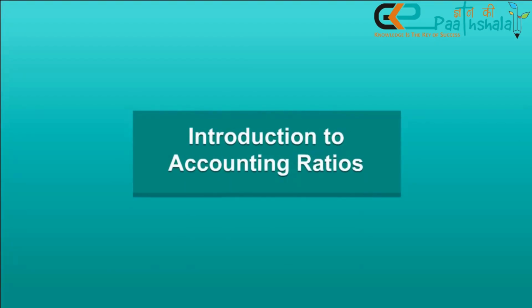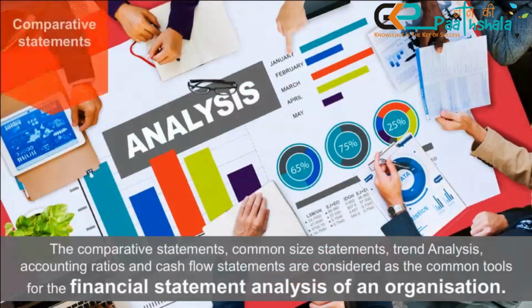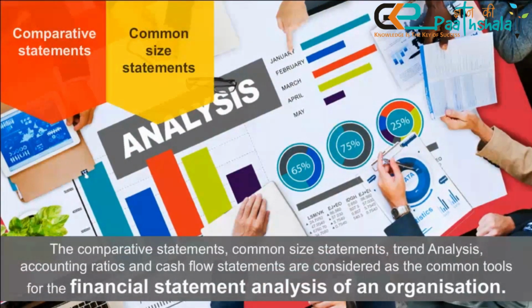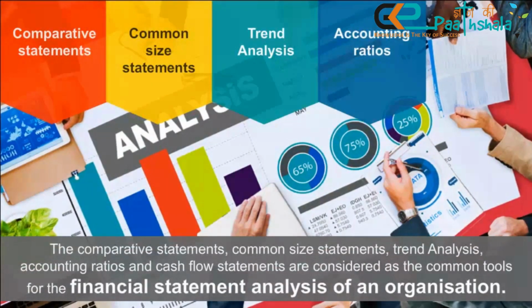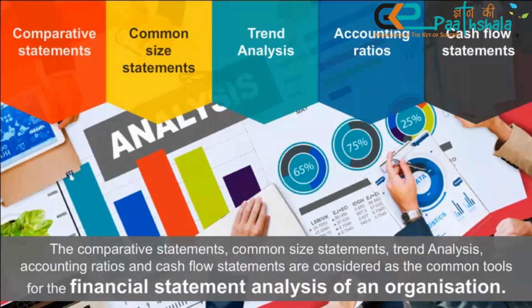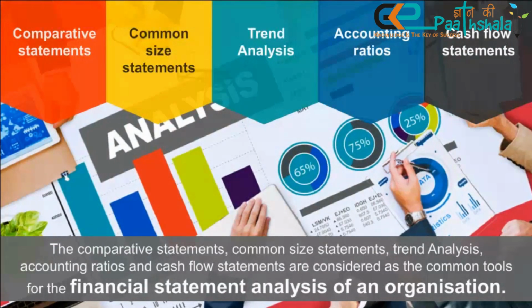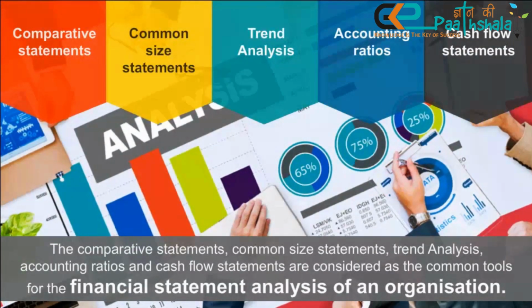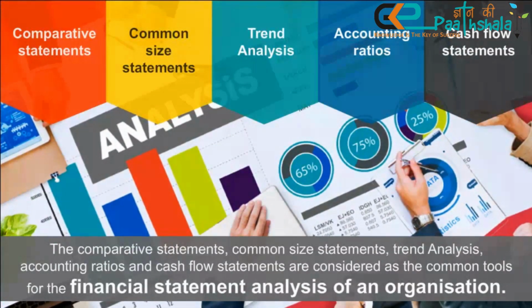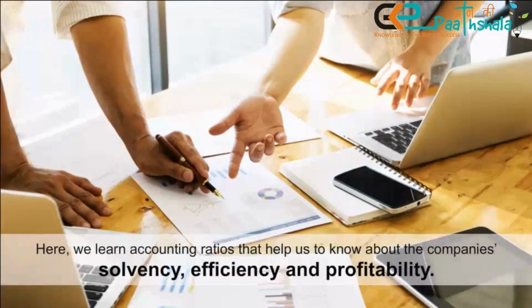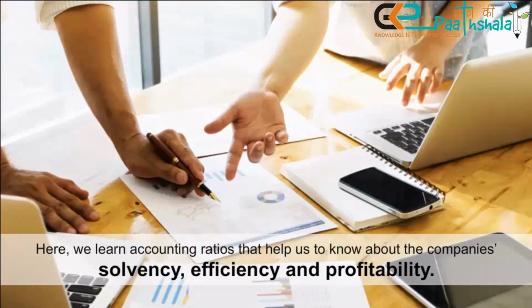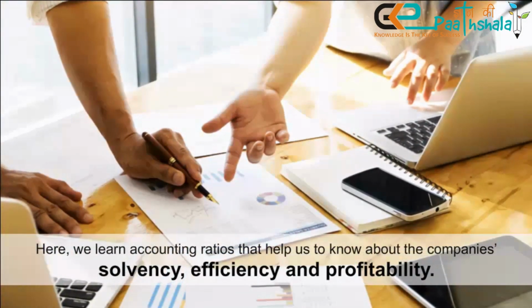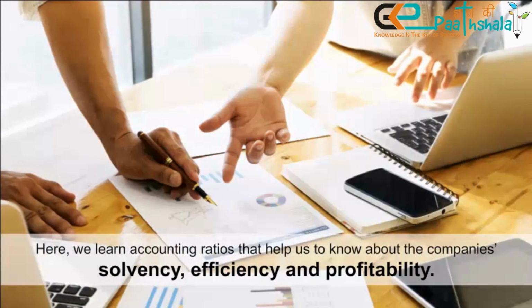Introduction to accounting ratios. The comparative statements, common size statements, trend analysis, accounting ratios, and cash flow statements are considered as the common tools for the financial statement analysis of an organization. Here, we learn accounting ratios that help us to know about the company's solvency, efficiency, and profitability.